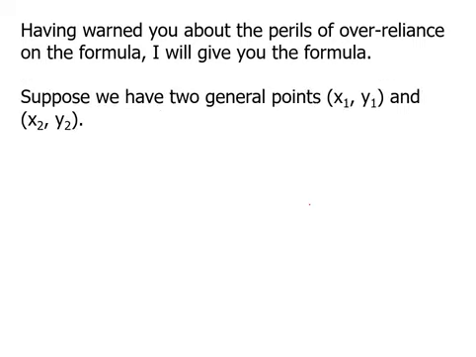Suppose we have two general points, x sub 1, y sub 1, x sub 2, y sub 2. And if we're given two sets of coordinates, it actually doesn't matter which one we call point 1 and point 2. It doesn't matter at all. One of the points is point 1, one of the points is point 2. The run is the difference of the x coordinates. The rise is the difference of the y coordinates. Again, the only thing that matters is we subtract in the same order.